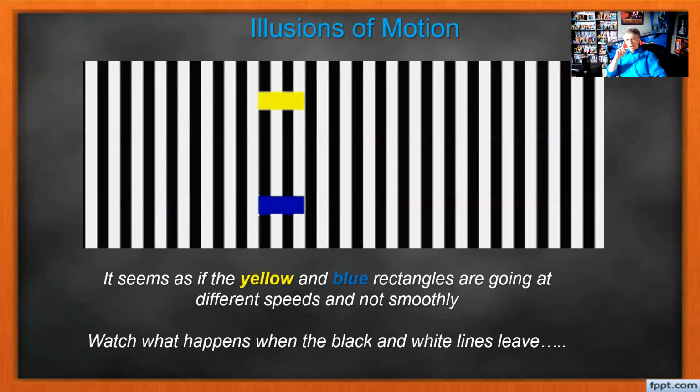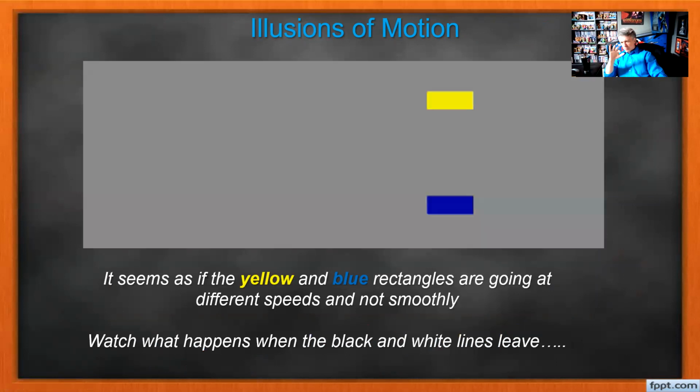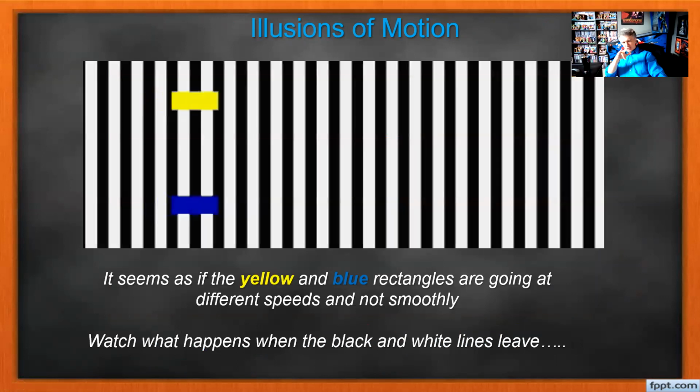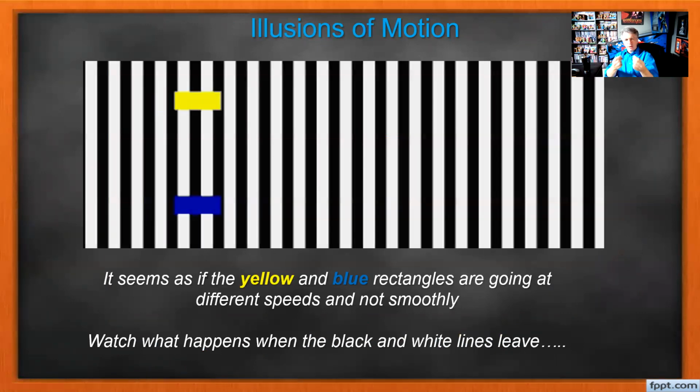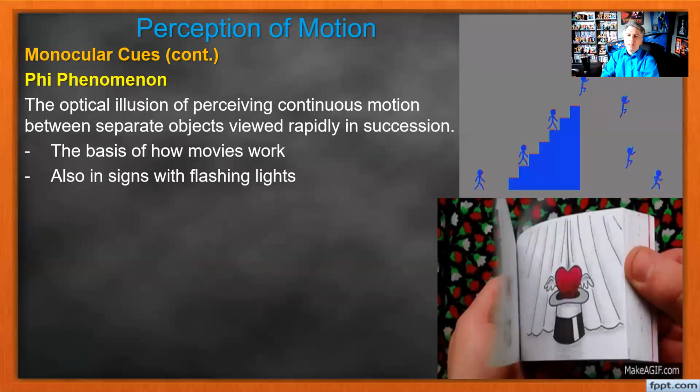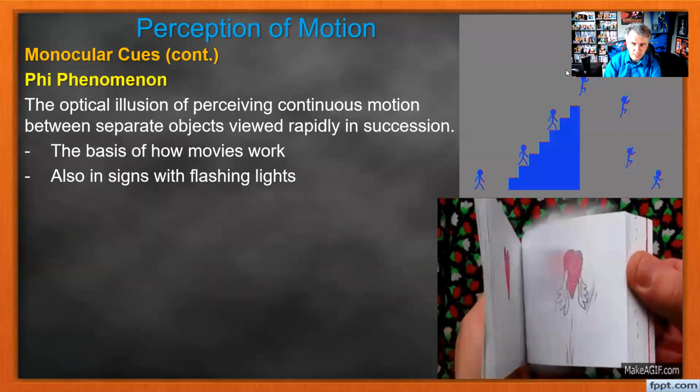Here's another great example of it. The yellow and blue little boxes here are moving at the exact same speed. But when I put the black and the white behind it, it looks jagged because I'm using what's in the background. I take away the background stimuli, it's very smooth. I put the background stimuli on there and it gives me this sense of jagged movement, which is not truly the movement. The phi phenomenon is another great example of this.